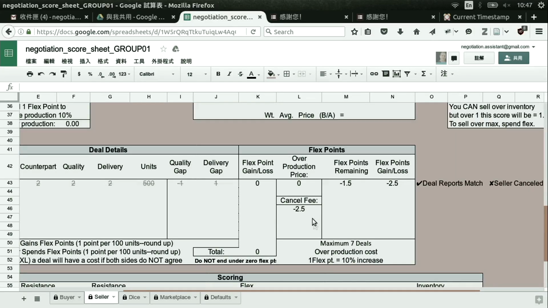And then finally here you can see there is a price. There's a cancellation fee. Why is there a cancellation fee? Because only one side canceled. The seller canceled, the buyer did not cancel. So there is a 2.5 fee. Now, maybe I'm waiting for the buyer to cancel, so this price would go away. But if they don't cancel, I'm going to have to pay that price.